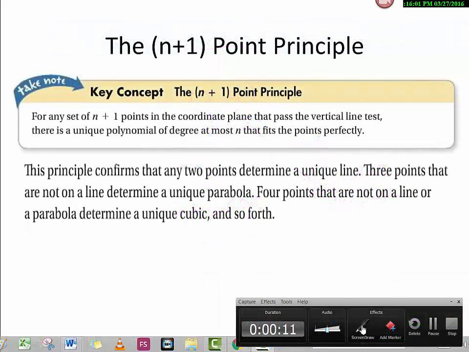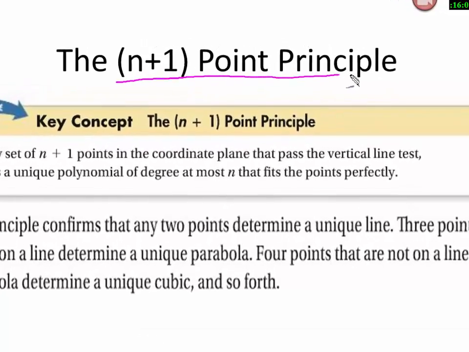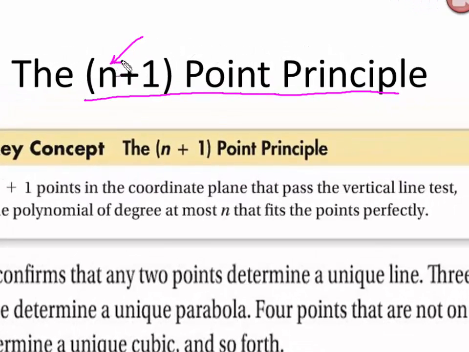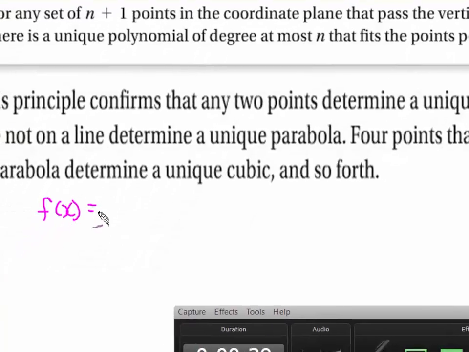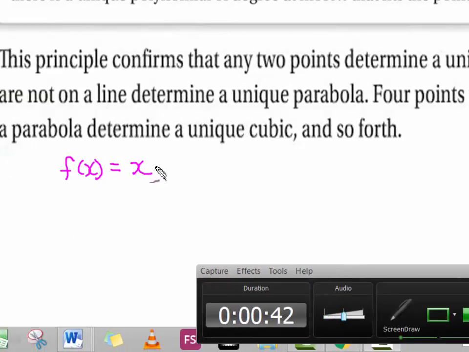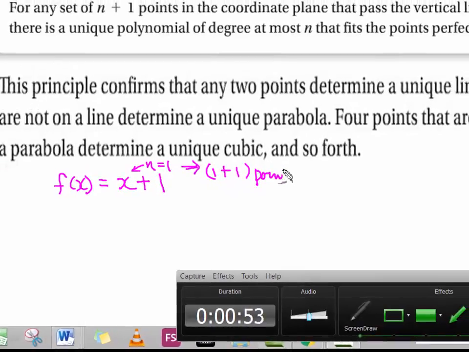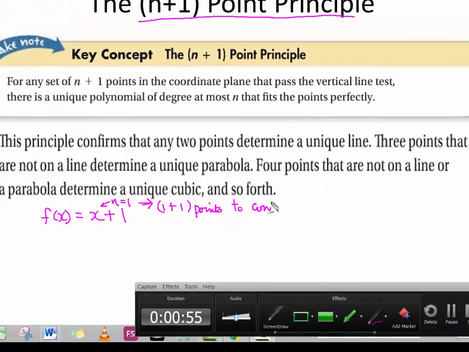First, let's talk about what the n plus 1 point principle is. N represents the power of the function. Basically, it means if you have a function, say f of x equal to x plus 1, the n right here is 1, so we need 1 plus 1 points to control or determine the line.